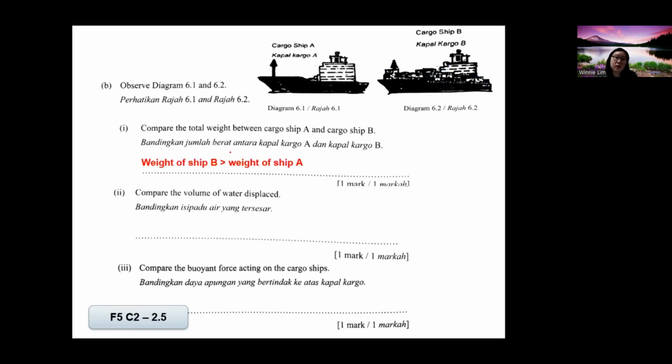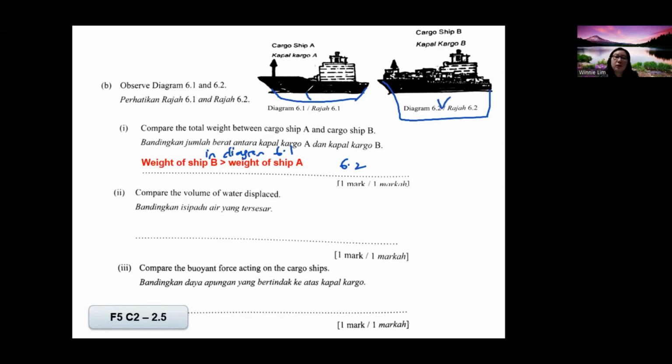You can use the greater-than symbol, or if you don't want to use the words ship B, ship A, you can also say the weight of the ship in diagram 6.1 is more than 6.2. Okay, so all is acceptable. Then compare the volume of water displaced. The volume of water displaced is the same as the volume of the submerged part. When cargo ship B is heavy, of course it will submerge more.